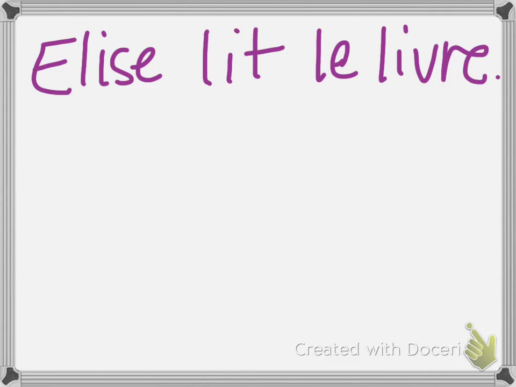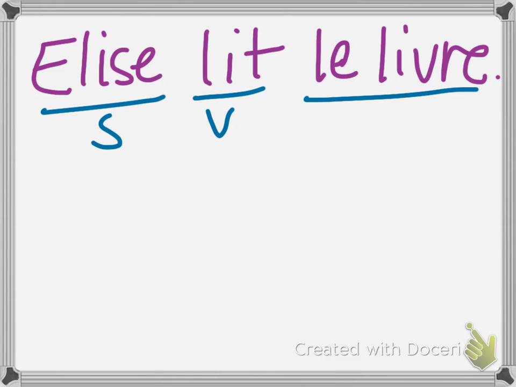Now let's look at the same sentence but in French. Like I said, passive voice is the same in English and in French. So we have Elise lit le livre. Elise is the subject, lit the verb, et le livre the object. In active voice, because Elise is reading, lit le livre. She is the actor.